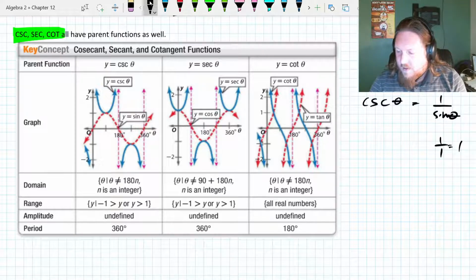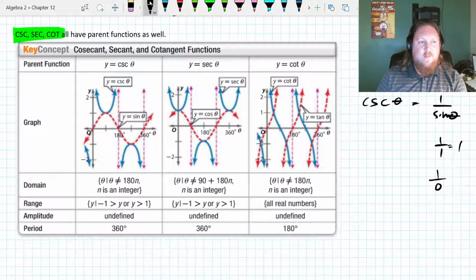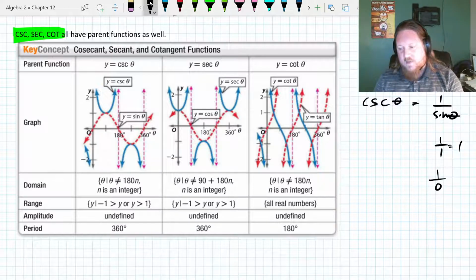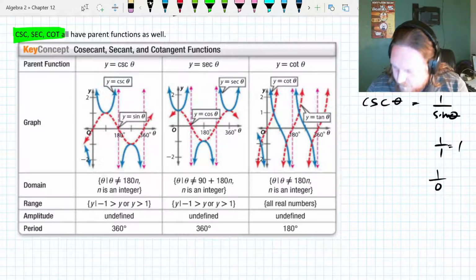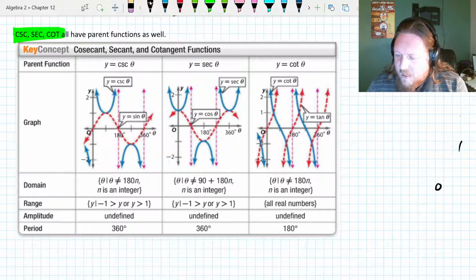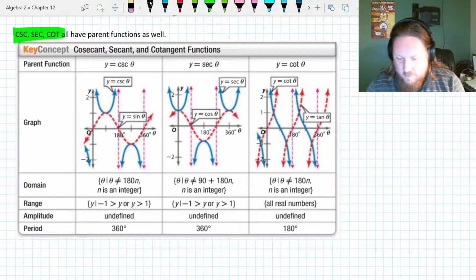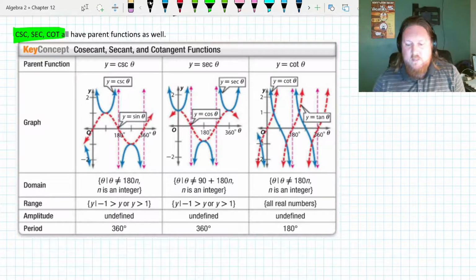Sine of theta is 0 at 180 degrees, but you can't divide by 0, so you get an asymptote. You can kind of see it here, and I'm going to sketch it out and pull it apart so you can see it.